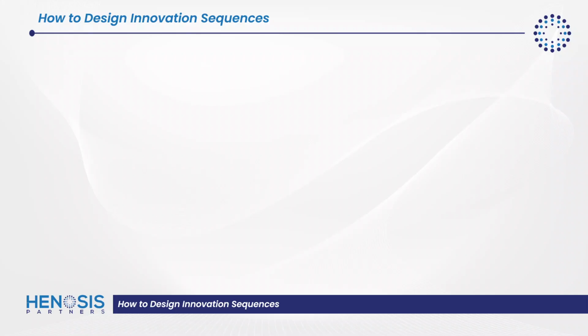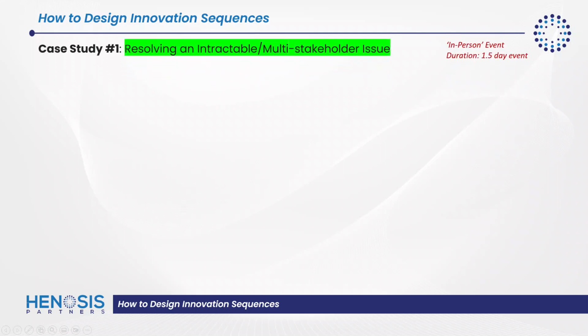All right, now that we've looked at the various elements that comprise a well-formed innovation sequence, let's take a look at a real-life case study to see what this looks like. The first case study I want to share with you is a case about resolving an intractable multi-stakeholder issue. This was an in-person event, and the duration was a day and a half.